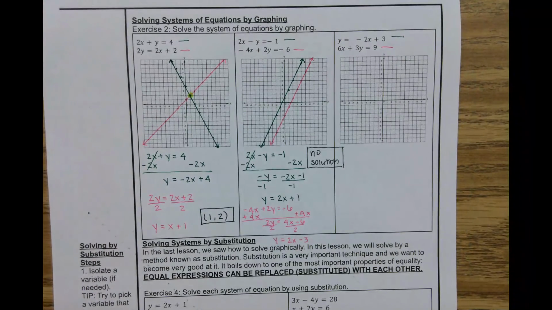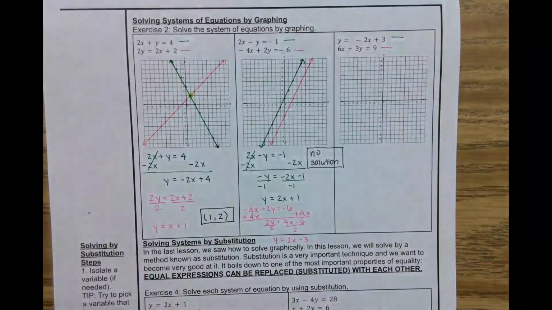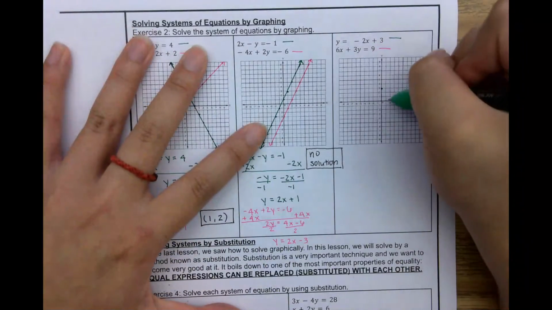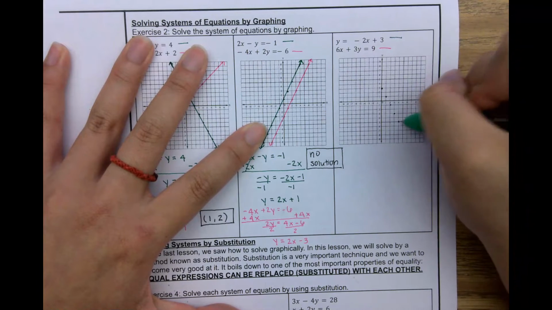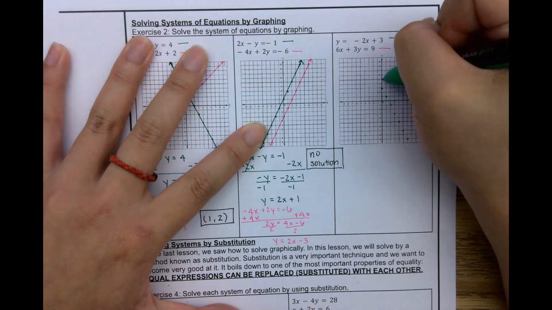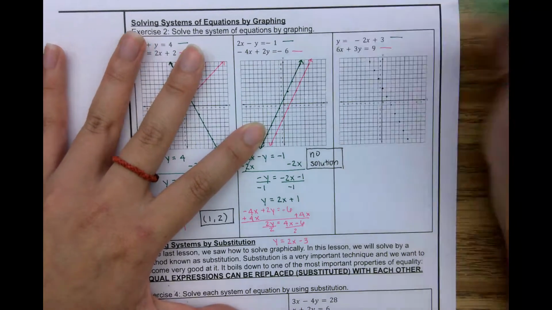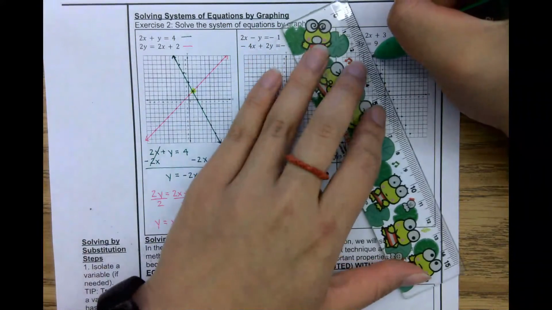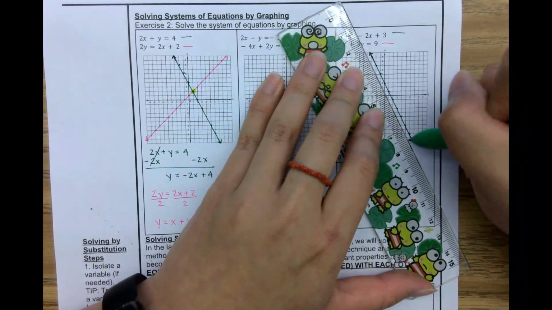Now I'm going to try the third one here. So y equals negative 2x plus 3. That one's already in slope-intercept form. So the y-intercept is at 3, and the slope is negative 2, so down 2, right 1, down 2, right 1, repeating. And then I'm going to graph it.